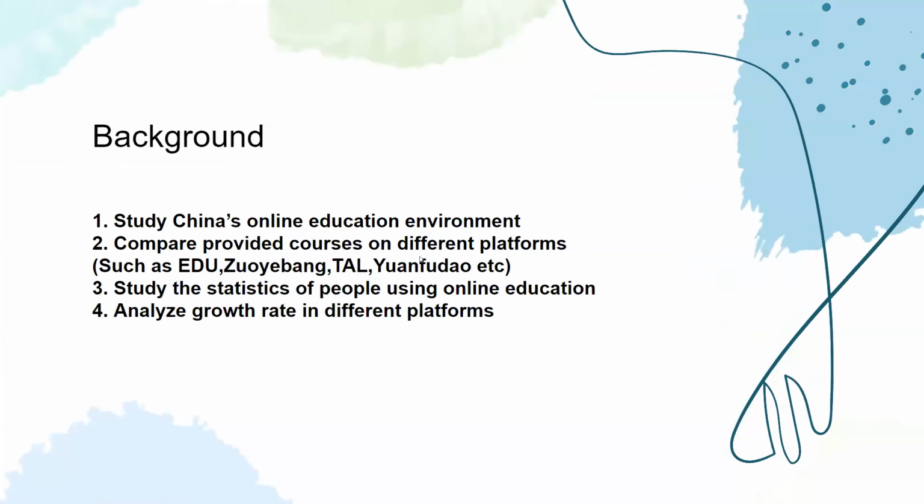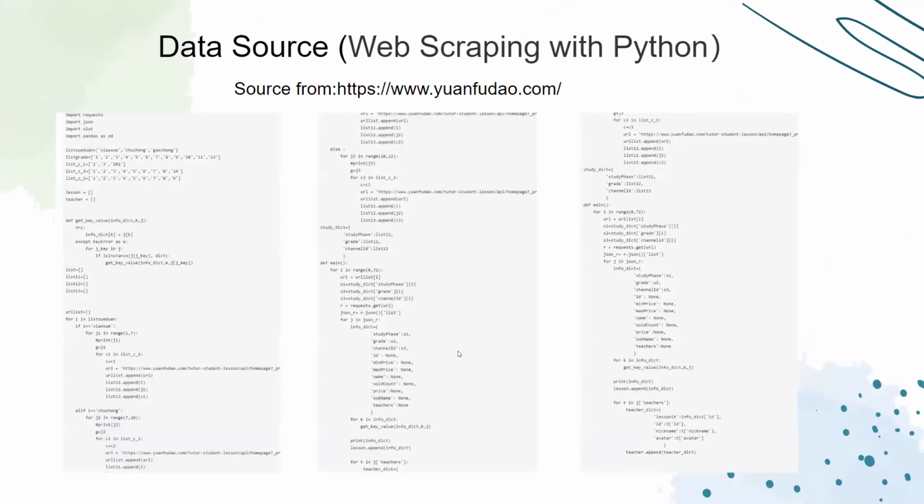For the background, we are trying to study China's online education environment and compile provided courses on different platforms, such as EDU, TLL, and others. We also try to study the statistics of people using online education and analyze growth rate in different platforms. We hope to help all those who want to take online lessons by collecting and analyzing data.